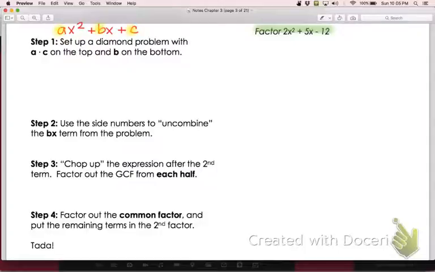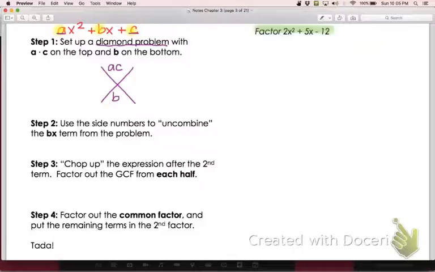So the first thing we're going to do is set up a diamond problem. This is kind of a weird thing that I do. I'm a very visual person, so this is helpful to me. This is my X diamond, whatever. I've always called them diamonds, but I realize it's just an X. What we're going to do is take a times c, and that's going to go in the top of our diamond. Again, that's the a and the c from right here. And then whatever b is goes on the bottom.